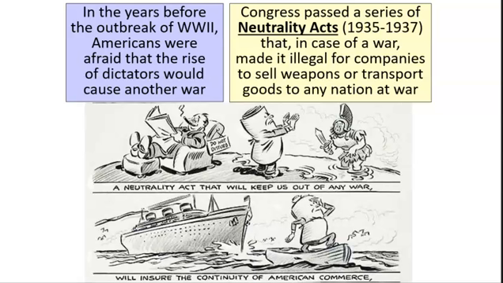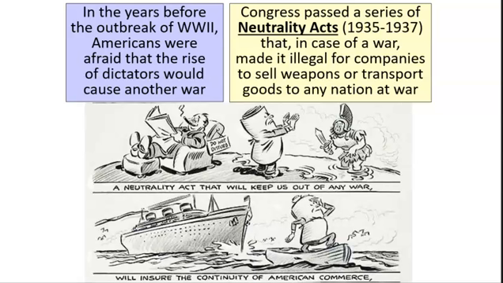And so between 1935 and 1937, the United States passed a series of what are called Neutrality Acts. They made it illegal for companies to sell and ship weapons to any nation at war. The idea was that this would keep American ships out of foreign waters in wartime and prevent them from being sunk, so we would keep out of war. The Neutrality Acts were designed to keep us out of war, but they could only do so much because war was coming.